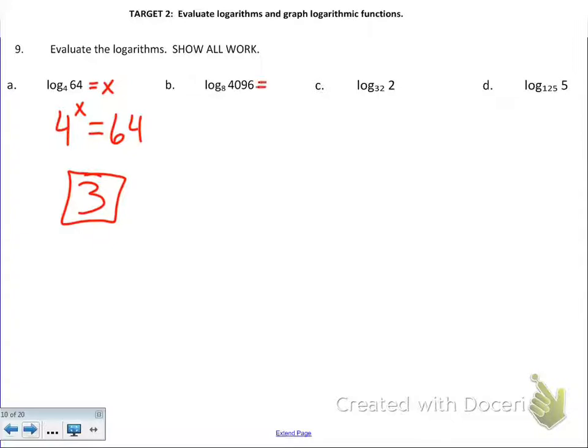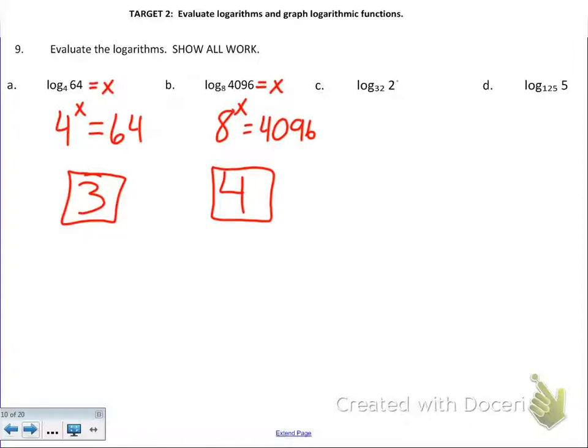Next one. Set it equal to x. We have 8 to the x power equals 4,096. Again, this one you might not know off the top of your head. I would not expect you to. So you might have to multiply 8 through a couple times in order to get 4,096. And if you do that, then you get an answer of 4.